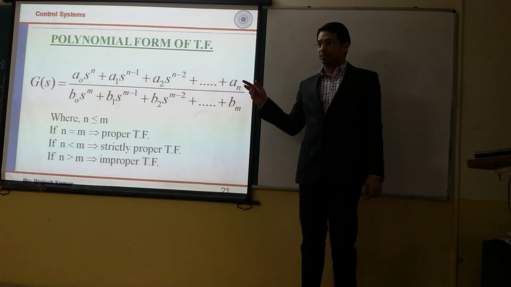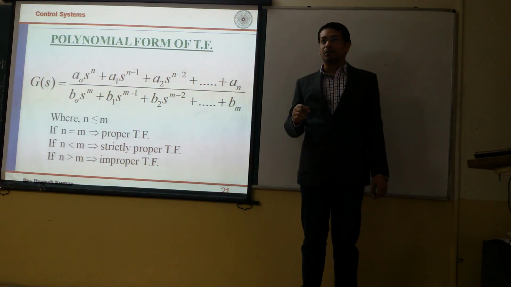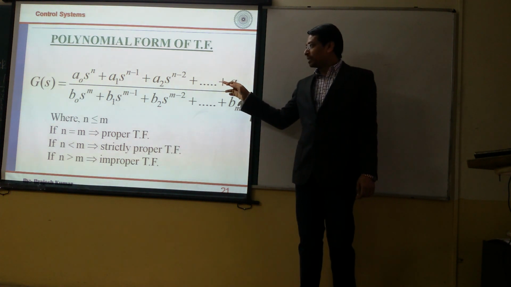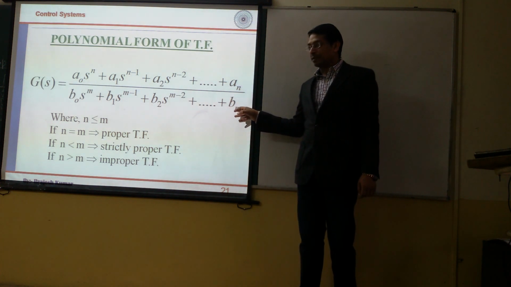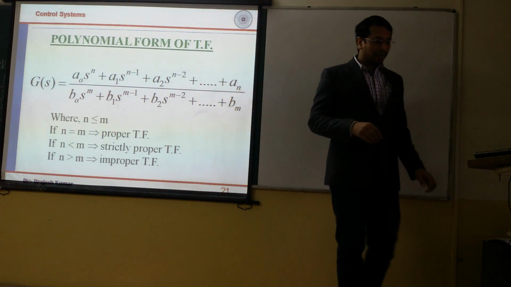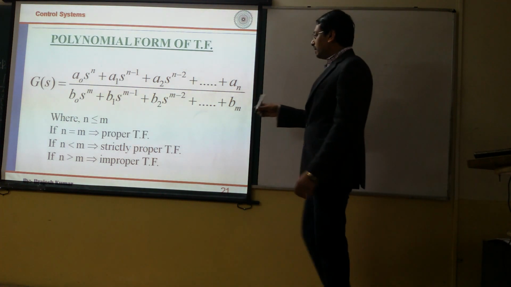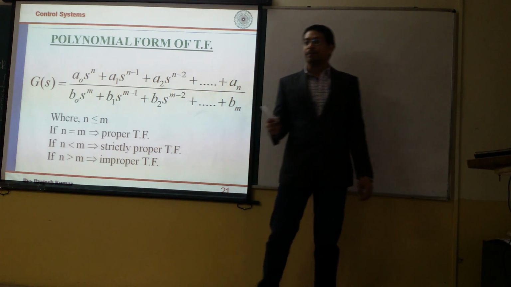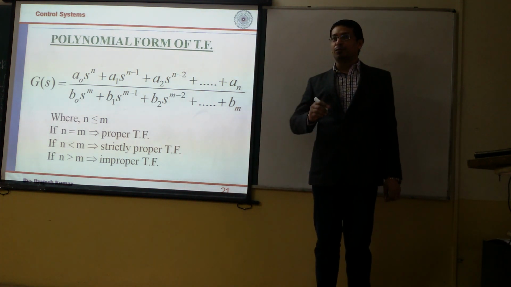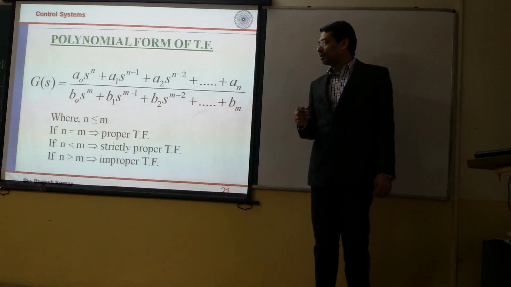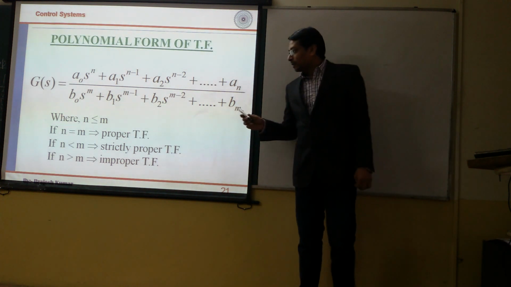No, not the order of the system. n is the order of the system, because you are concerned about the denominator only. Okay. b naught s to the power m plus b1 s to the power m minus 1 up to bm, where m means the highest power present in the numerator, and it should be less than or equal to n. Okay, the highest power present in the numerator polynomial should be less than or equal to the order of the system. Okay, why?